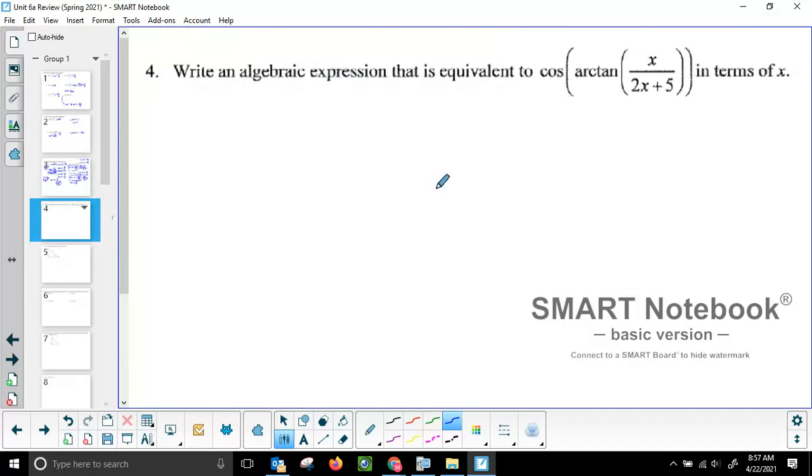Number 4. Write an algebraic expression that is equivalent to cosine of arctangent of x over 2x plus 5. This looks really messy. It's the exact same thing that we did with the last problems, just with variables instead of numbers. Same concept though. So I let u equal the inside stuff. I undo inverse tangent with a regular tangent.